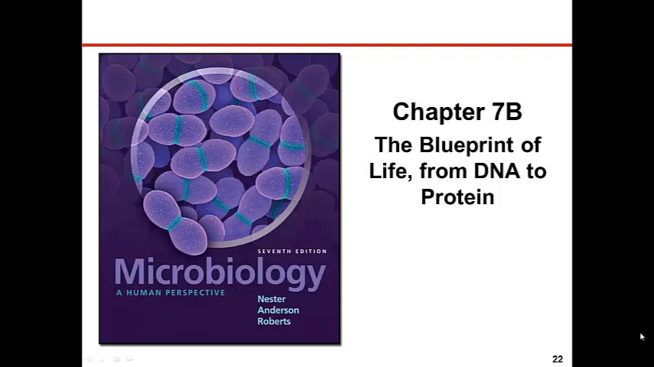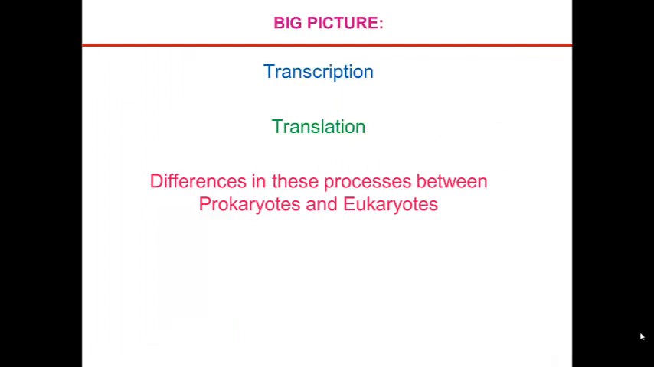Hello, this begins the Unit 2, Module 4, Chapter 7, Part B presentation. The big picture for this presentation is that we're going to be talking about transcription in some detail, translation, and then the differences in these processes between prokaryotes and eukaryotes.